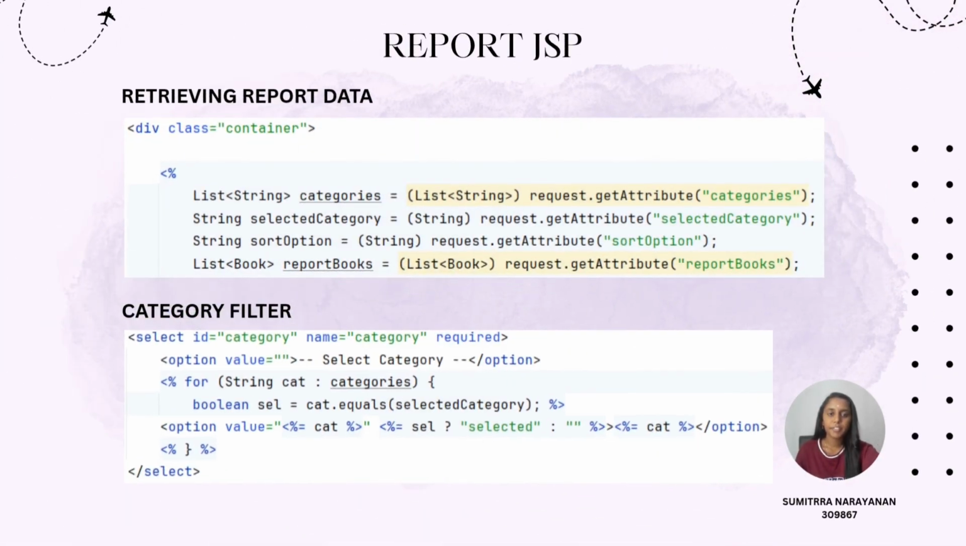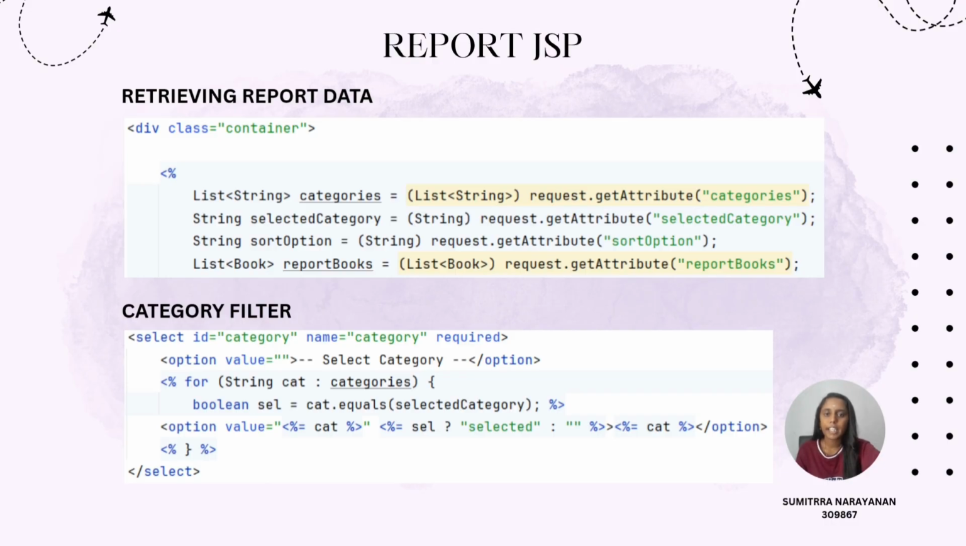The next JSP file is report.jsp. In this JSP, we have retrieving report data. This section retrieves report-related data from the servlet using request attributes. The system retrieves the list of available categories, the selected category, the selected sorting option, and the filtered report book list. This allows the JSP page to dynamically display report results based on user selection.